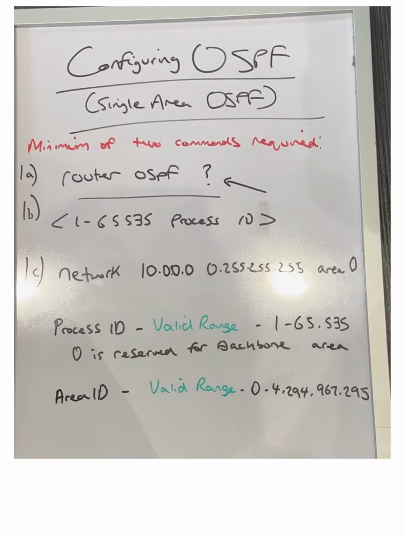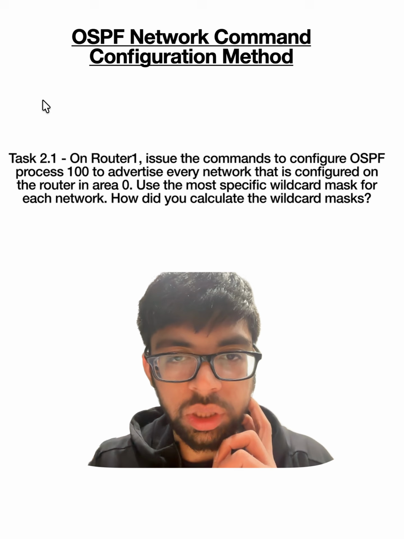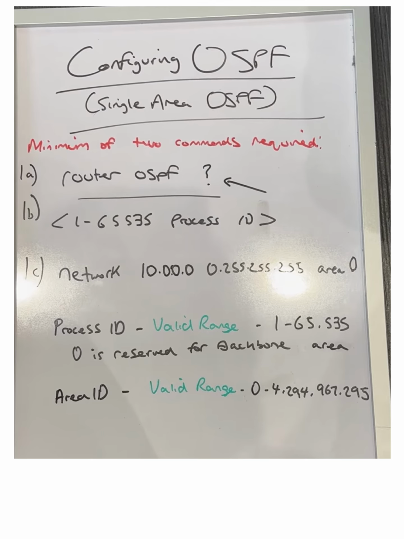So when it comes to configuring using the network command, this is different. We use a wildcard mask. So if you see here, firstly we do router OSPF, then we specify the process ID. So it can be 1 to 65535.